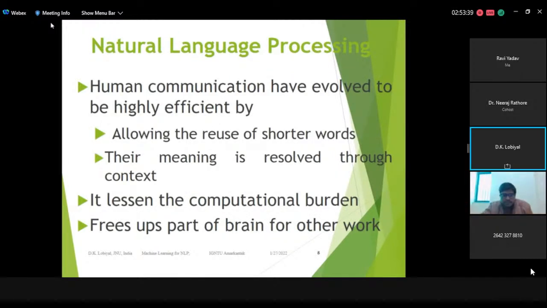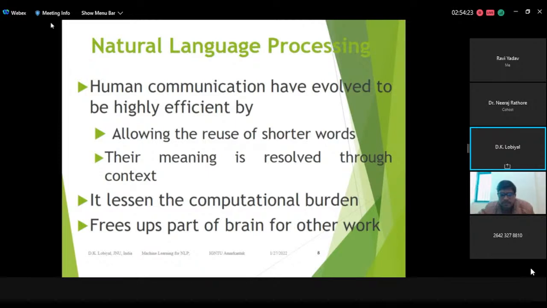And one of the beauties of natural language, the language we speak, is that the shorter words are used most. In English, words like is, the, a, all these words are mostly used. That means the shorter words are reused again and again. The advantage of this is that their meaning is resolved through the context. If they are reused again and again, then in different contexts they may carry different meanings. So the context is very important. That is what probably the previous lecture was also covering, something about context when we talk of Markov models. So the context is very, very important.